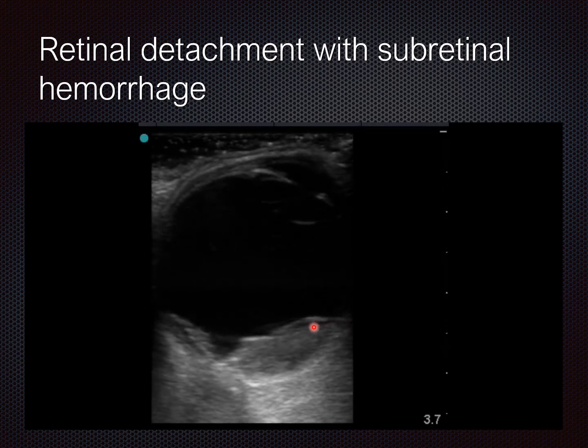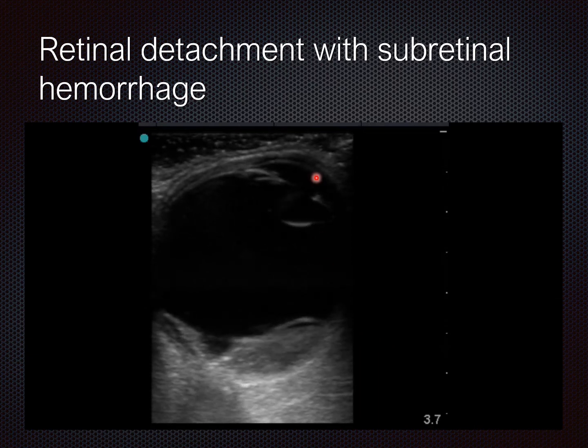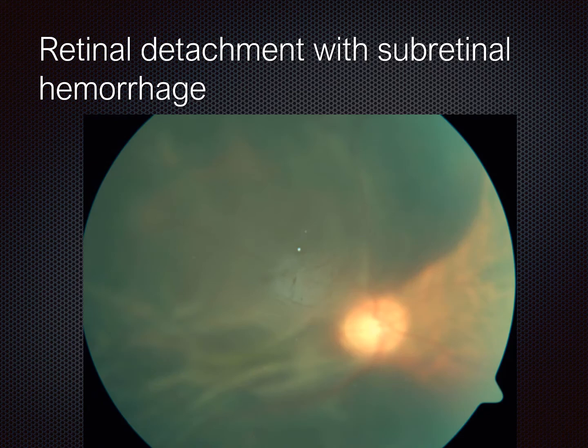So here's another thing that you'll often see with retinal detachment. So again, anterior chamber and lens. And in the posterior chamber here, we see this little flap. You see this hyperechoic mixed echogenicity, basically gray stuff between the retina and the back of the eye, and it looks an awful lot like clotted blood that you've seen in other images because that's what it is. So that's a retinal detachment with hemorrhage underneath the detachment. And this is what that would look like on fundoscopy.